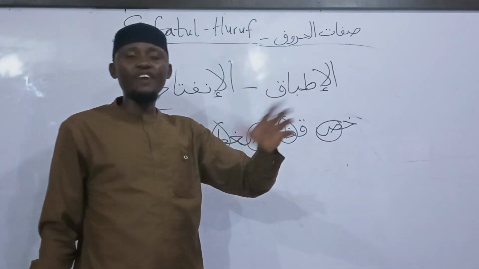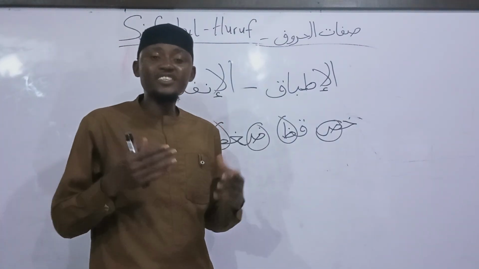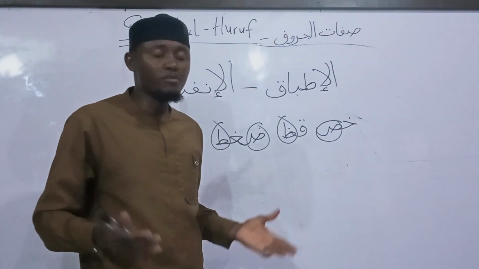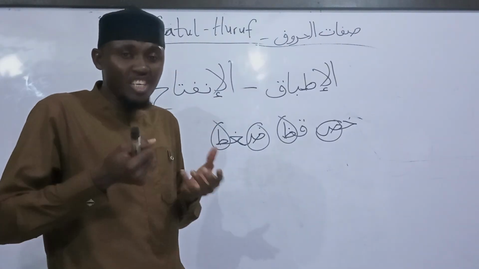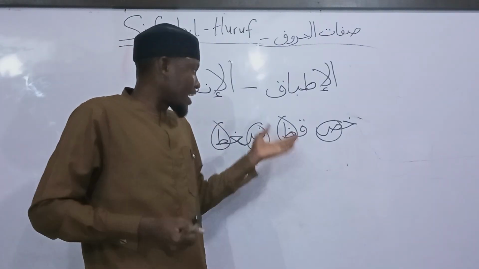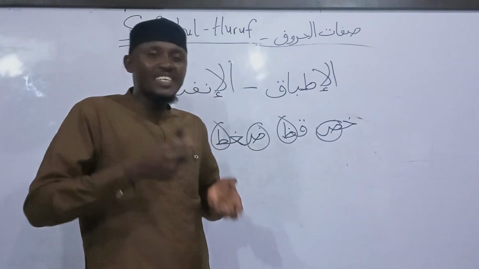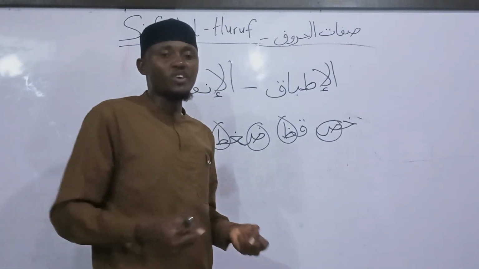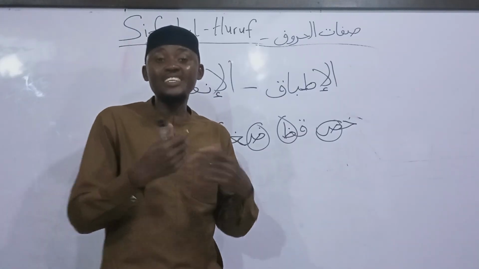Now, the letters of isti'la, I forgot to even mention, are also referred to as the letters of tafkhim. Tafkhim means thick pronunciation. When you pronounce them, as the tongue is moving towards the upper palate, the pronunciation is thick while you pronounce it. While the letters of istifal are also called tarqiq letters.